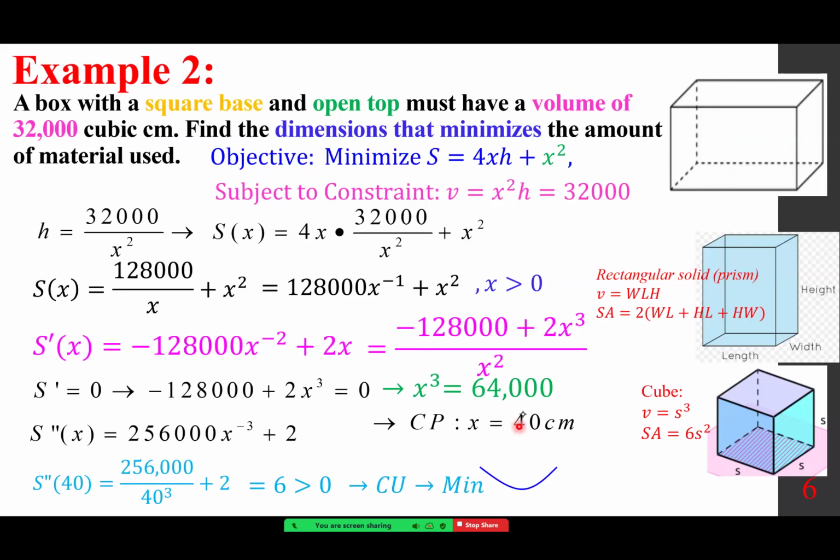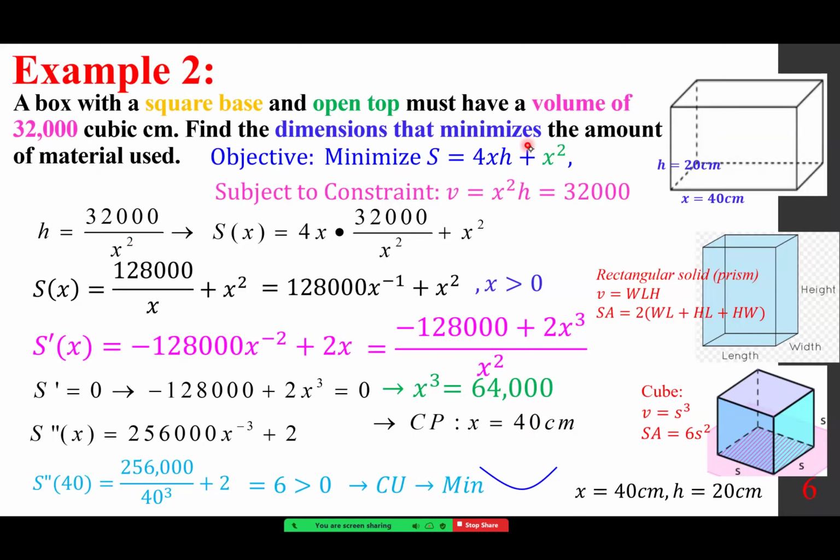So what is the height? You can use this one or this one and say 32,000 divided by 4d squared. 32,000 divided by 1600, h becomes 20 centimeters. So you're going to write h is 20, x is 40. We are done with this because they were asking for the dimensions.